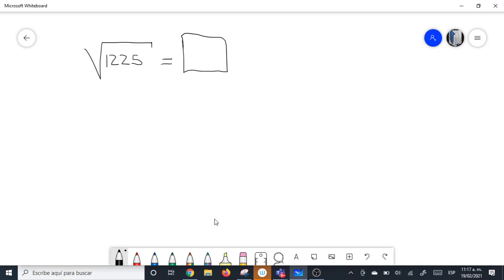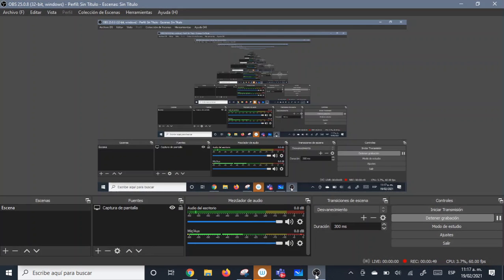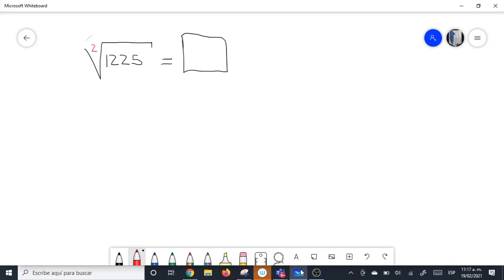Remember, I don't put the index here, but when you don't see an index, it is supposed to be 2. So I am just going to put it here for us to remember, but when you don't see anything, it's 2. What happens? We need to do the prime factorization of the radicand. It's important. We start from that.